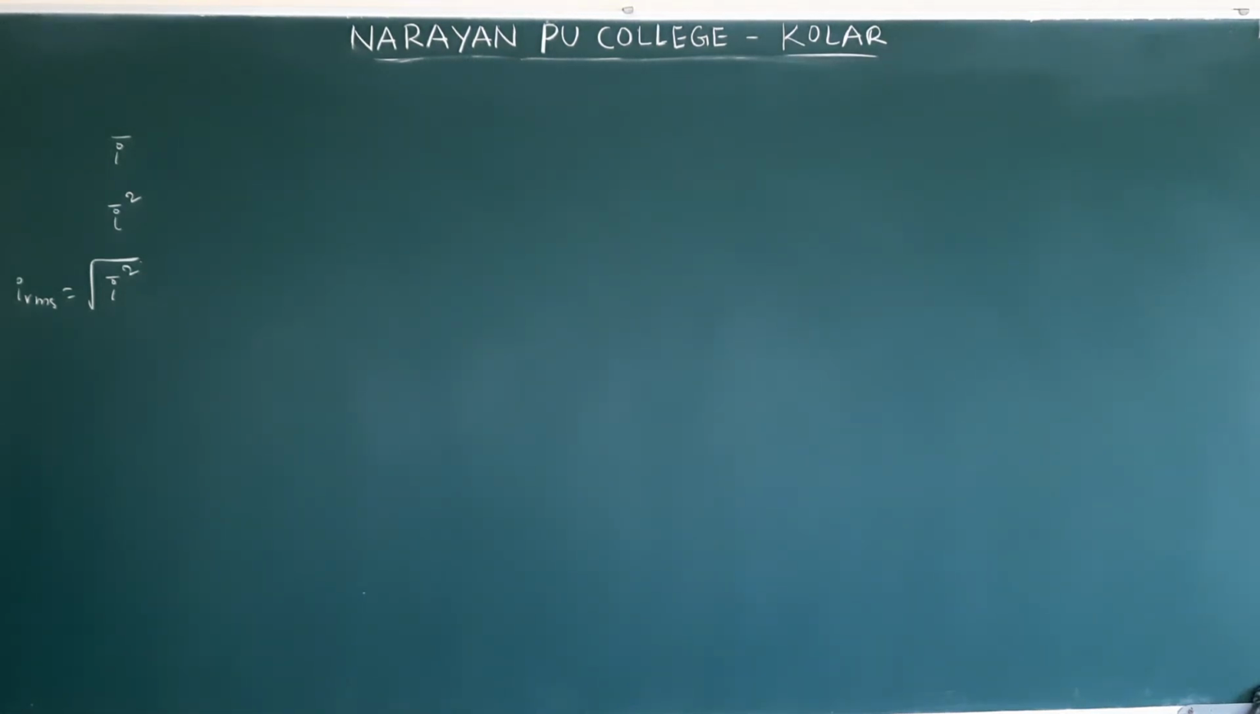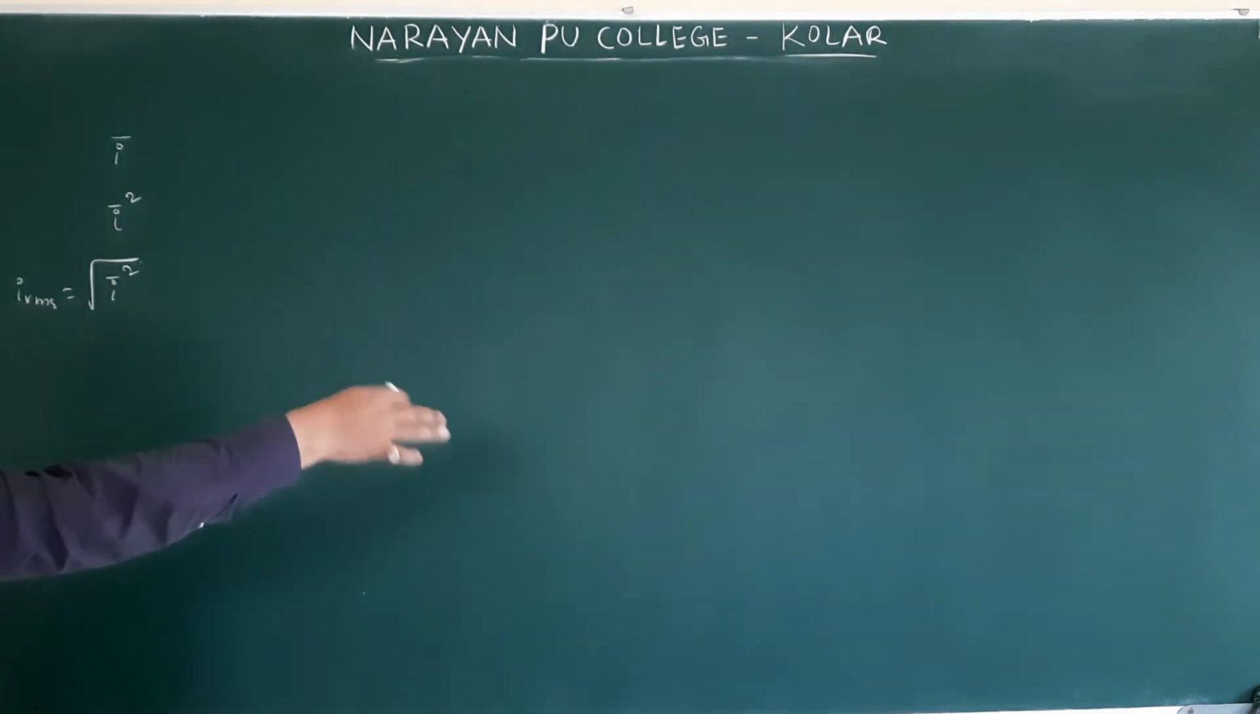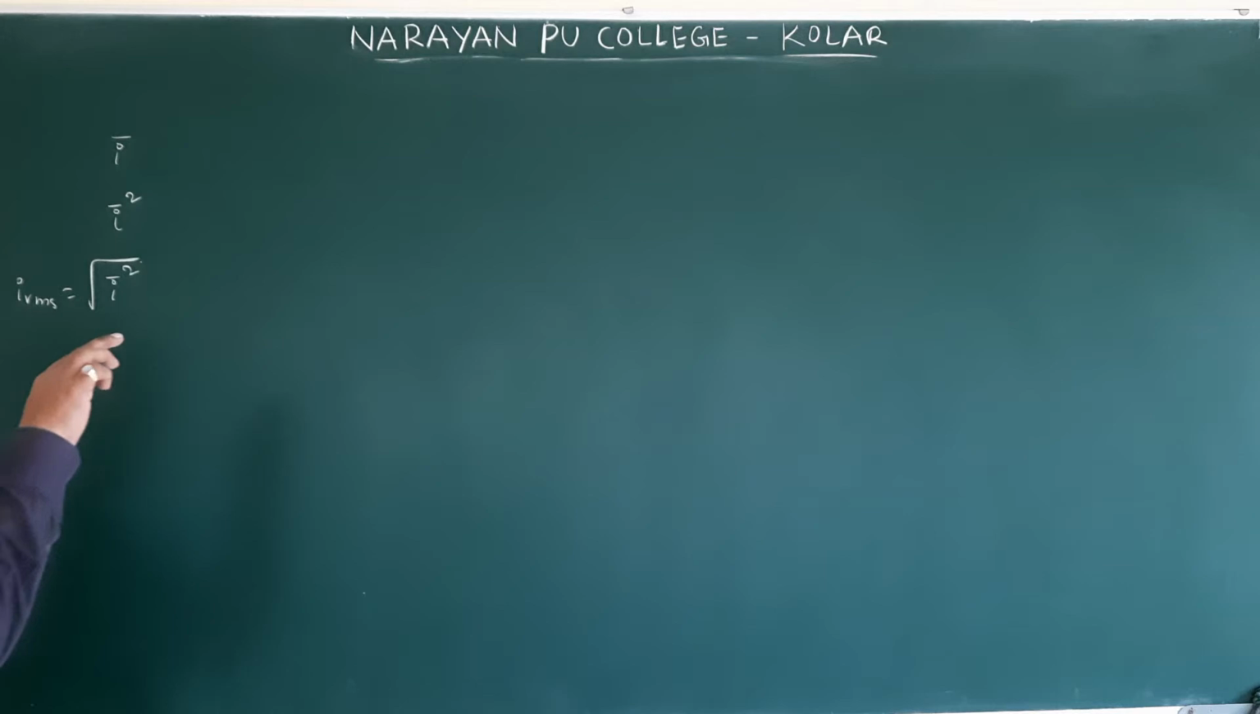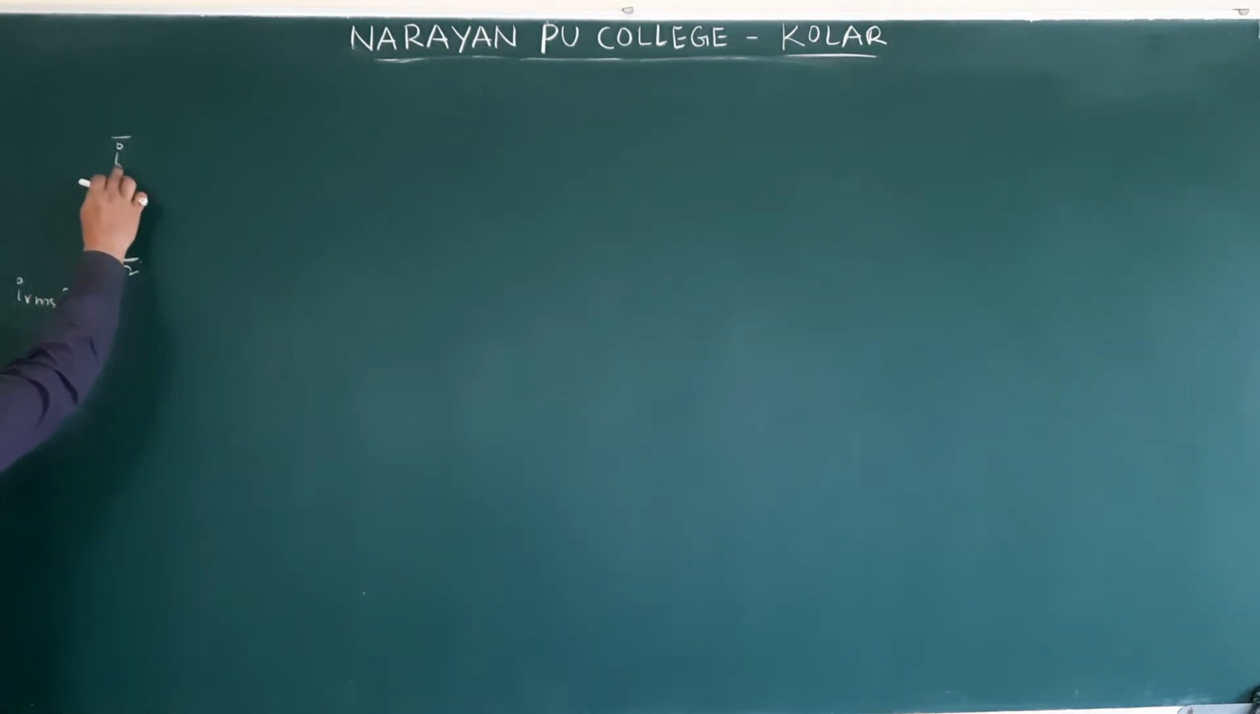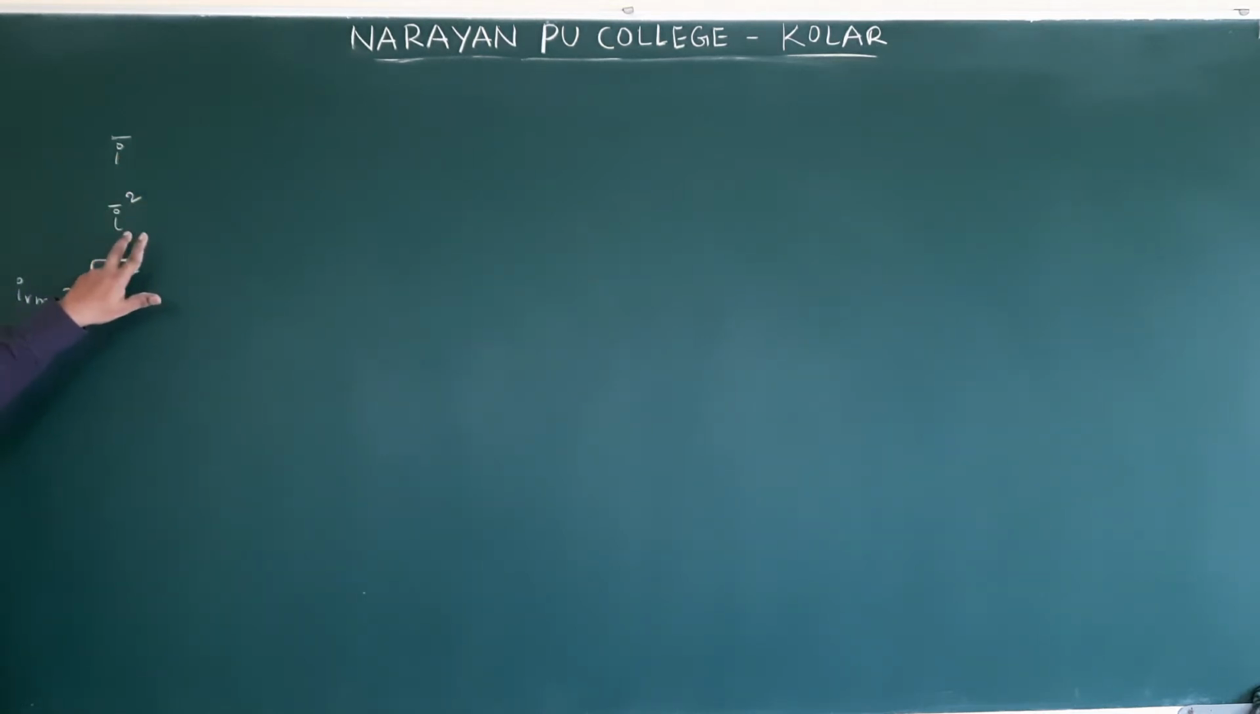I RMS, root mean square value. This is mean square value. This is mean value. Previously we wrote average, mean. So here we are writing, instead of writing here, they gave like this. So this is mean. This is mean square. This is root mean square. So what is the first problem they gave there?